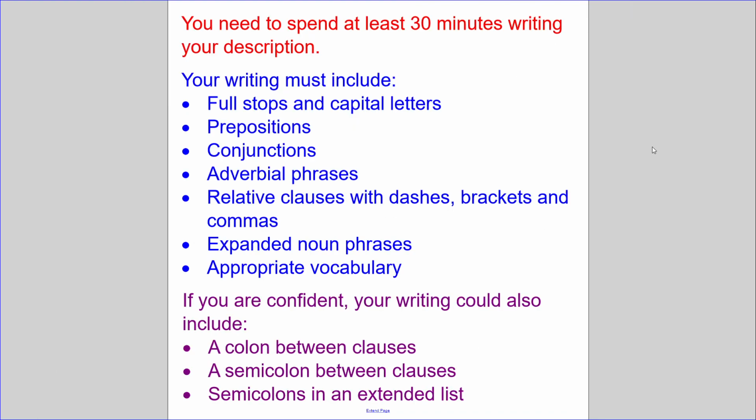So now it's your turn. You need to spend at least 30 minutes writing your description. Now, your description should be a paragraph and not just random sentences like I've just shown you. Your writing must include full stops and capital letters, prepositions, conjunctions, adverbial phrases, relative clauses with dashes, brackets, and commas, expanded noun phrases, and appropriate vocabulary. For example, like when I talked about using the cups, instead of saying that it was a glass when it clearly wasn't, I've chosen a goblet because that seems like something that would have been there.